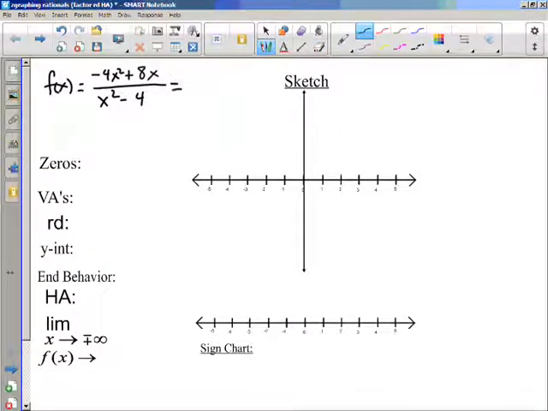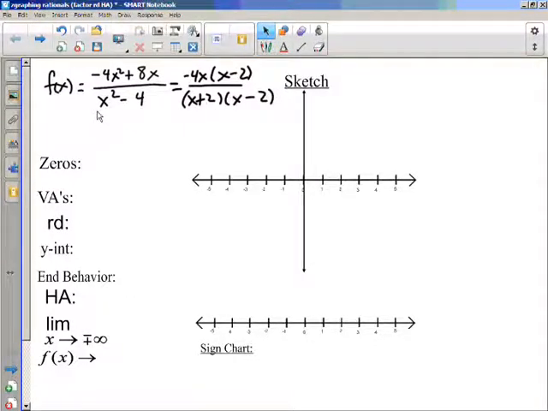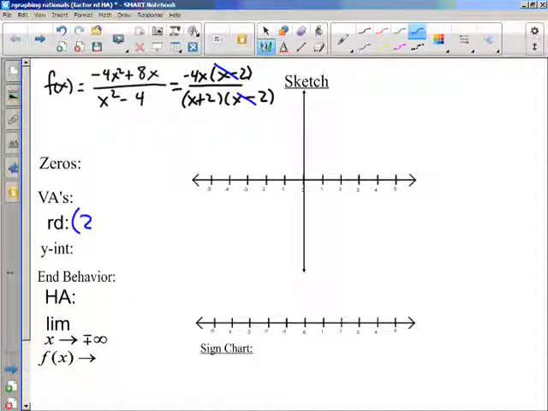But first we'll factor. And we notice on the numerator we can factor out a -4x, leaving x minus 2. And on the bottom we have a difference of squares, x plus 2, x minus 2. And it's nice to notice right away that we have a common factor, top and bottom. We can just cancel those out. And what we'll do is identify the x-coordinate of the removable discontinuity at 2, and then we'll find the y by plugging in the value to the rest of the function.